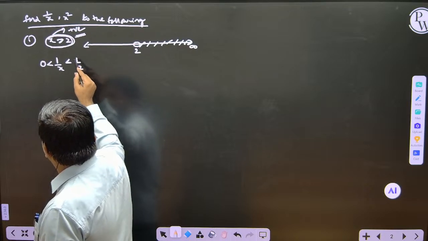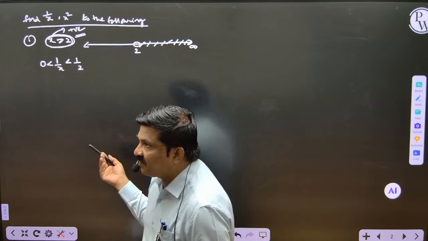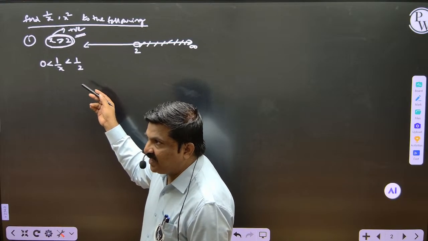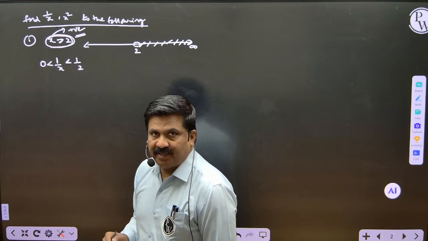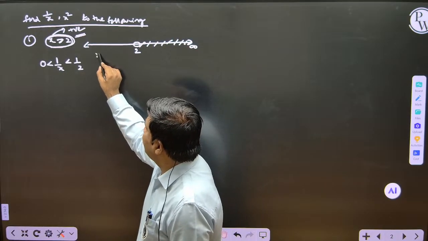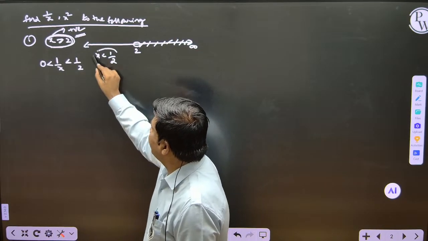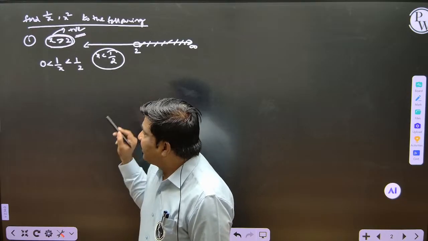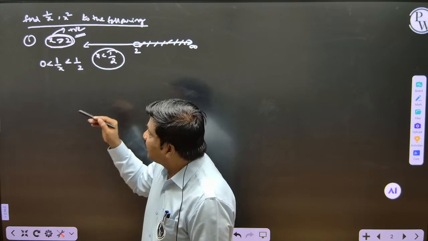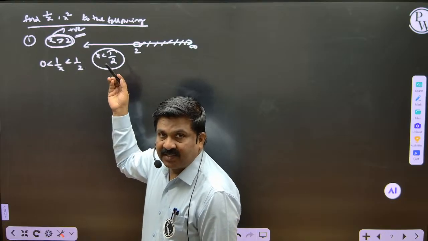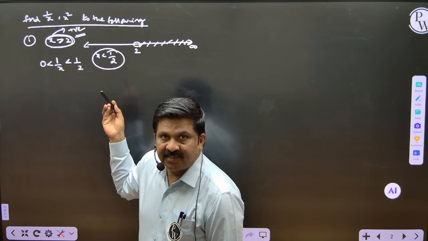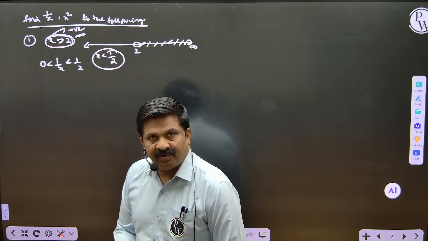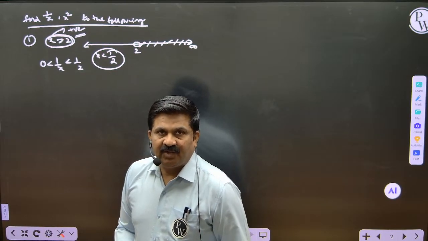So for 1 by x, there is no possibility of taking minus infinity to 1 by 2, though 1 by x is less than 1 by 2. But why are we not taking that one? Since whatever x you have taken is greater than 2, it is positive. That's why the 1 by x value may be less than 1 by 2, but it can never be negative.